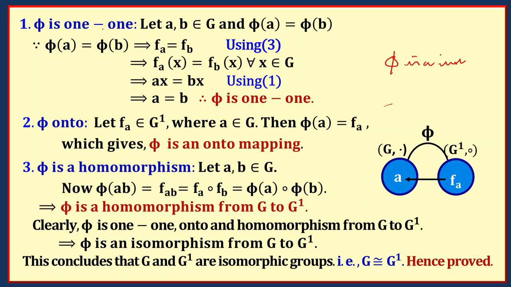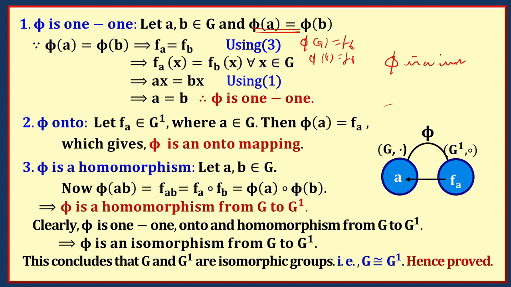The first one is pi is 1-1. Let A, B belongs to G and pi of A is equal to pi of B. 1-1 definition. Pi of A is equal to pi of B means, using 3, pi of A is equal to Fa, pi of B is equal to Fb. This gives Fa is equal to Fb.